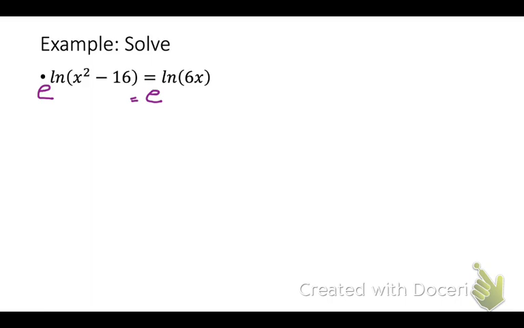Now, what is the base of natural log? E. Okay, that's why I chose e. So when the base of the logarithm matches the base of the exponent, the answer is just the what? Just the inside. So it's x squared minus 16 equals 6x. Did everyone see what just happened?